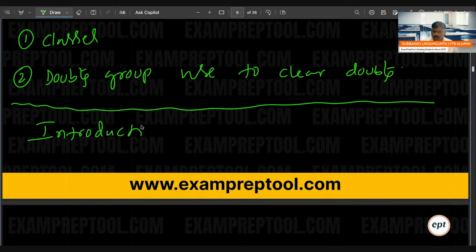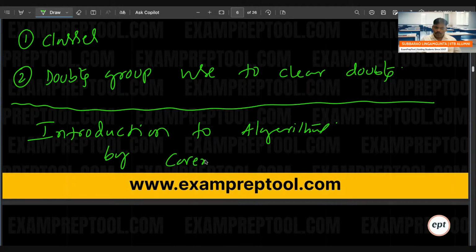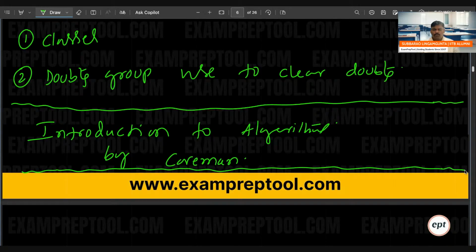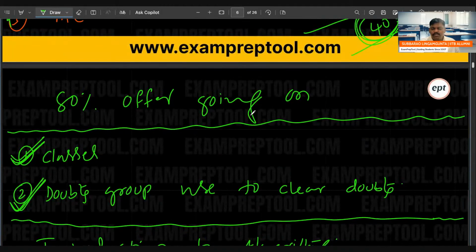One book is there, Introduction to Algorithms by Cormen. You can use it if you want, but in my opinion, there is no need. So the first priority is classes. The second priority is using the doubts group to clear doubts. Introduction to Algorithms by Cormen has an 80% offer going on. You can use it.